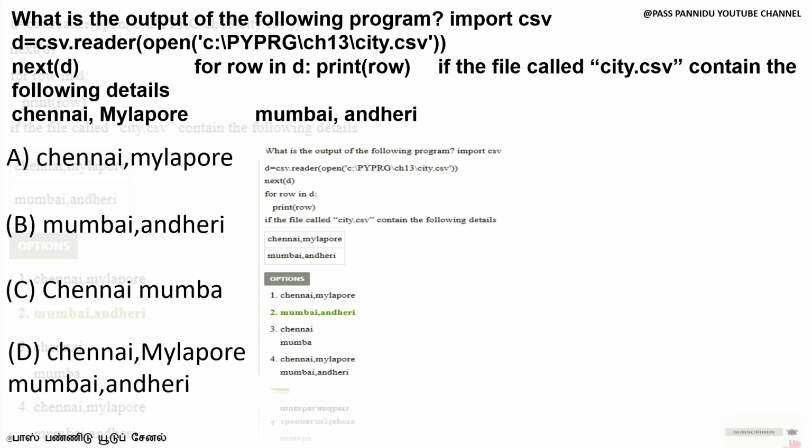Chennai, Mylapore. Mumbai, Andheri. A. Chennai, Mylapore. B. Mumbai, Andheri. C. Chennai, Mumbai. D. Chennai, Mylapore, Mumbai, Andheri. Answer: B. Mumbai, Andheri.